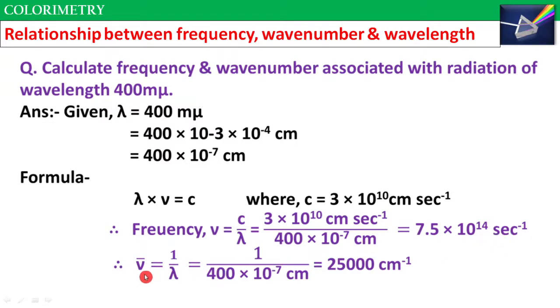Next, the value of wave number is nothing but the reciprocal of the wavelength. Just put the value of lambda here and simplify, then we get the value of wave number as 25,000 centimeter inverse.